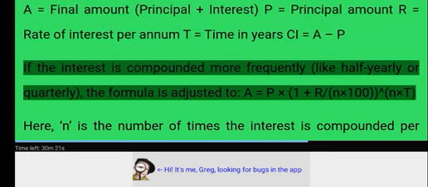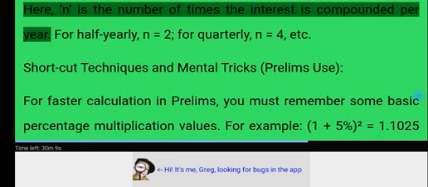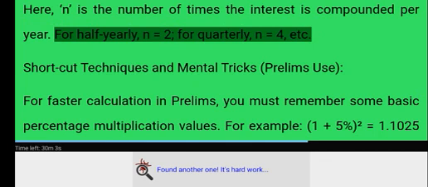If the interest is compounded more frequently, like half-yearly or quarterly, the formula is adjusted to A equals P times (1 plus R over n times 100) raised to n times T. Here, n is the number of times the interest is compounded per year. For half-yearly, n equals 2, for quarterly, n equals 4, etc.